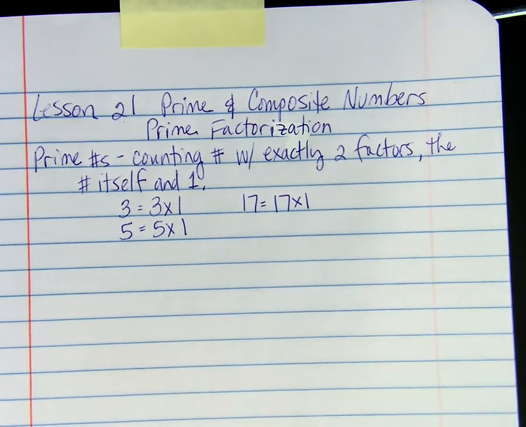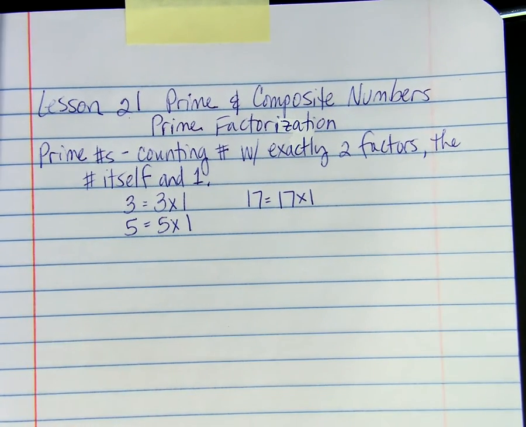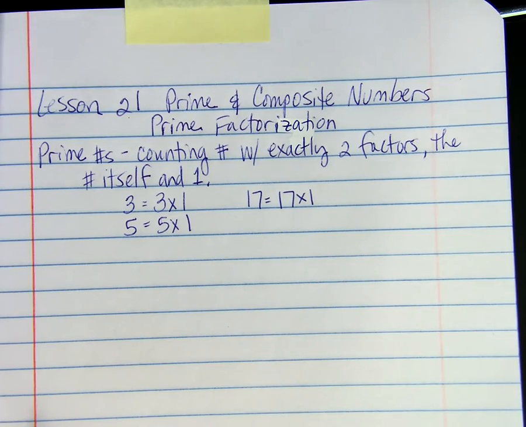I do have a poster in the back of the room of prime and composite numbers. You'll notice that 1 is not on the list. All the numbers in white are prime and all the numbers in blue are composite. So I don't know if you can see that right next to the gallon man. So 1 is not on the list because it's neither prime nor composite.